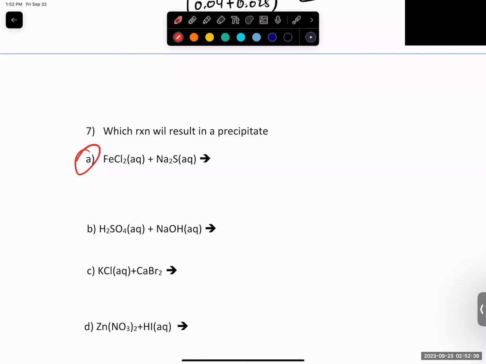Well, let's go over why B, C, and D are not right. So what are my products for B? Water and sodium sulfate, Na2SO4. Are either of these insoluble? Well, water is just water. It's not soluble or insoluble. And then sodium sulfate, you know that anything with a group 1 element is considered soluble. So we can go ahead and get rid of option B.